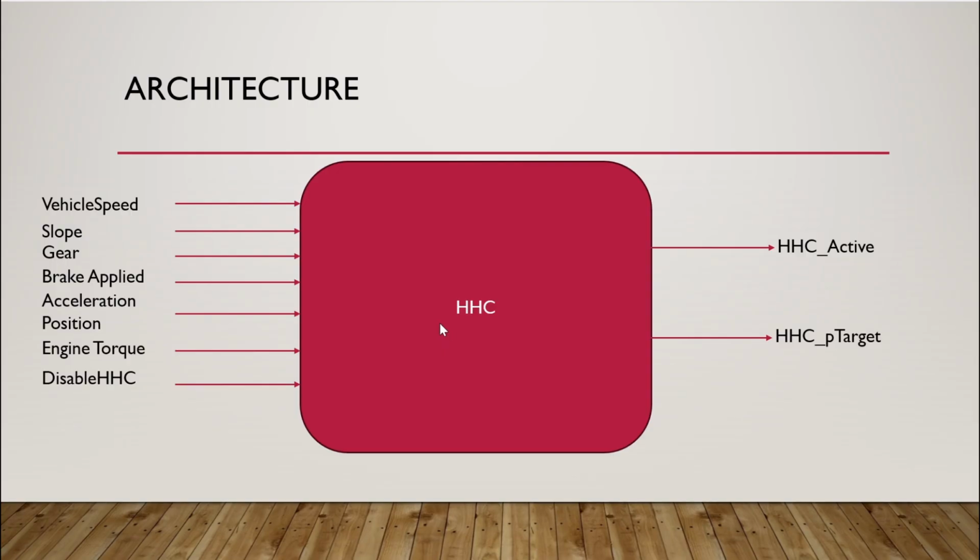So this is the requirement. And the output signals generated out of this are listed here. The first one is the status, whether the hill hold control is active or deactivated. And the next one is the pressure target, how much pressure is needed to hold or release.